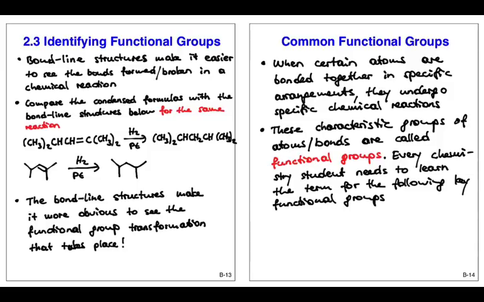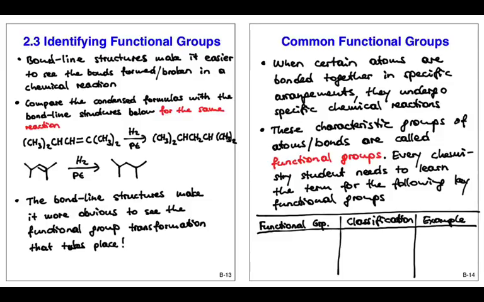And you will see that your textbook is actually structured in a way where it starts to discuss the reactivity of different functional groups. So what do you need to know? We're going to make a table. On the left column we're going to put the functional group, in the middle the name of the functional group or the classification, and on the right we're going to have an example for all of these.